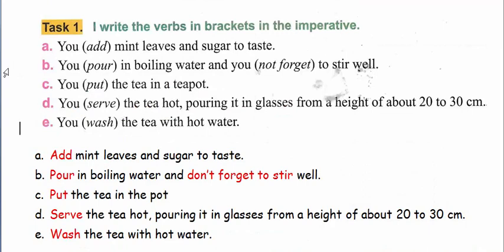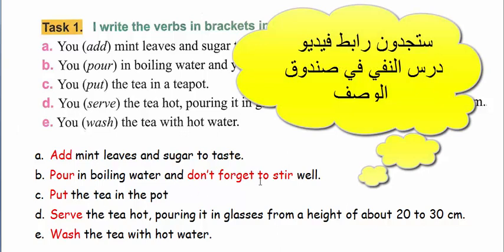So this is the answer. A. Add mint leaves and sugar to taste. So here, if you notice, we have omitted the personal pronouns. In the imperative form we use no personal pronoun. Okay. So add mint leaves and sugar to taste. Pour. We know what pour means. What does add mean in the previous task? Pour in boiling water and don't forget to stir well. So don't forget, this is the negative form of the imperative. Don't forget to stir well.